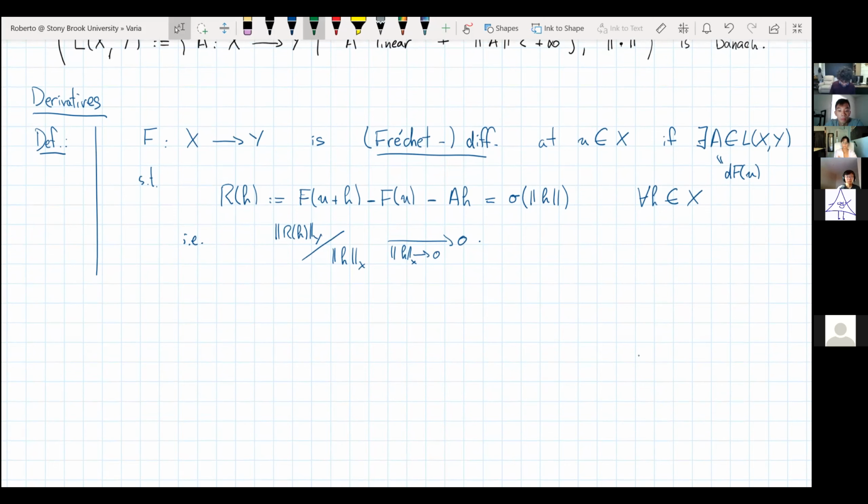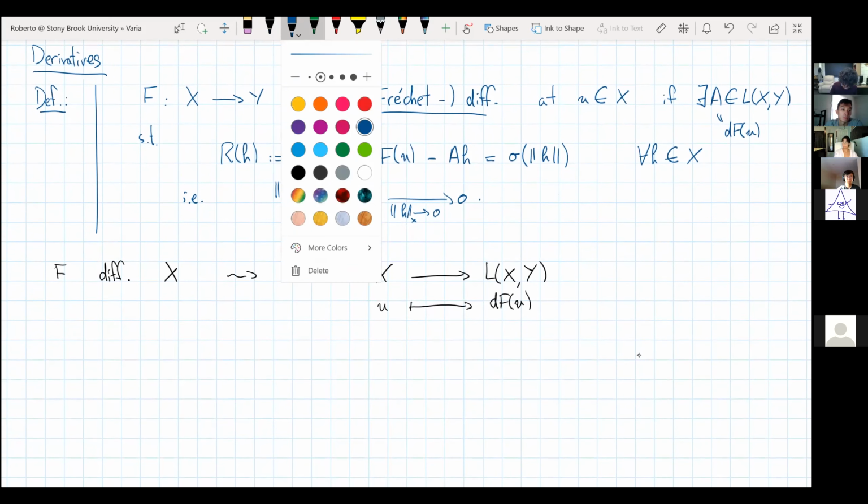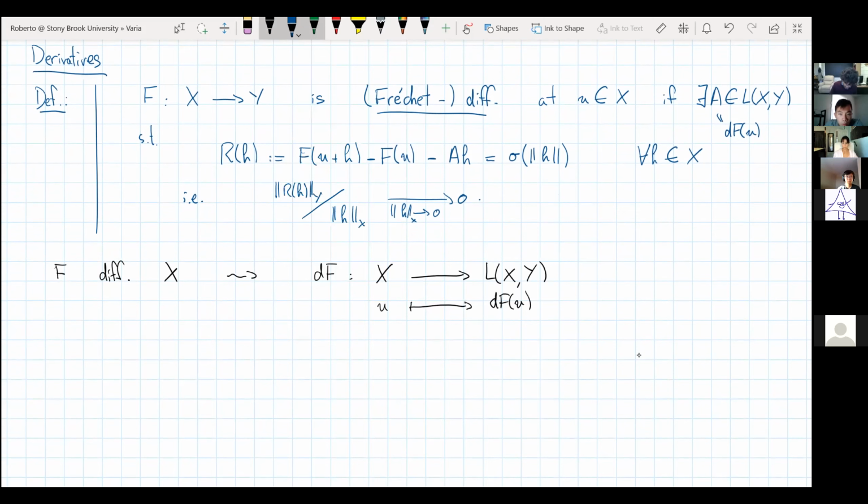Okay, so if f is differentiable in the entire X, then to f we can associate a new map which takes points in X to continuous linear operators, which is just taking u to the differential of f at u. And if this map is continuous, we say that f is C1. There are some rules for this differential, which are the ones that you want, and that are true in Rn as well.